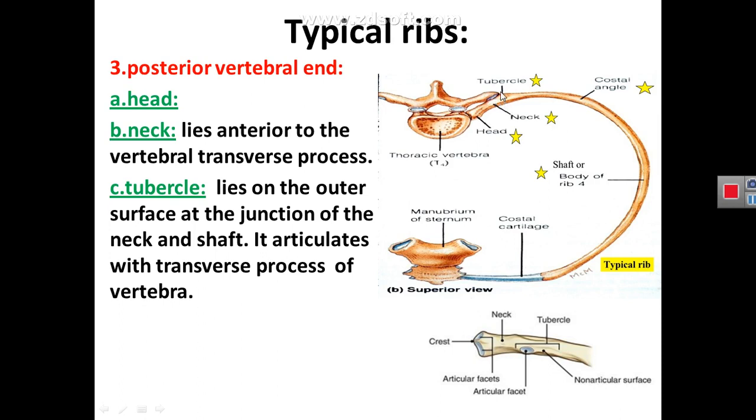Actually, the tubercle of the rib represents the junctional region between the posterior end and the shaft. Anything lateral to the tubercle is the shaft, while the tubercle represents the end of the posterior end of the typical rib.